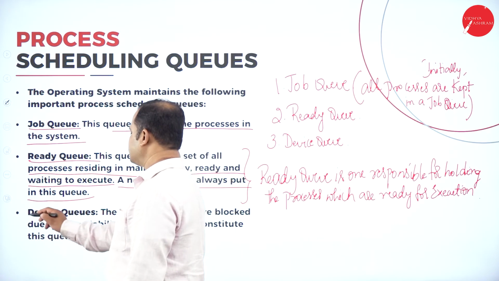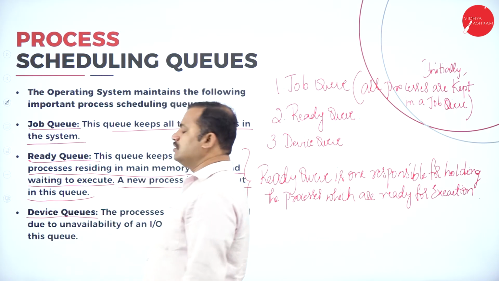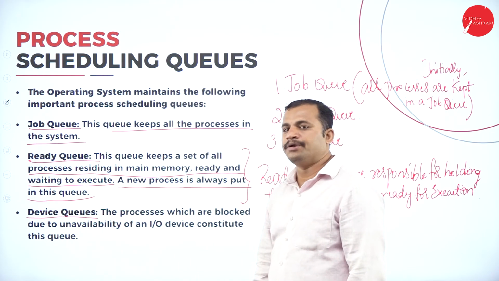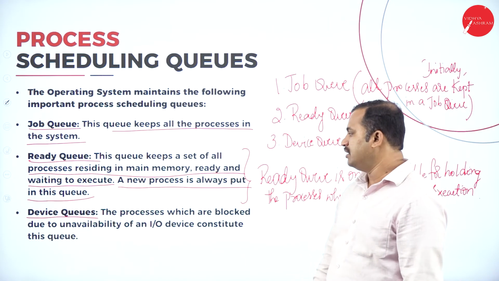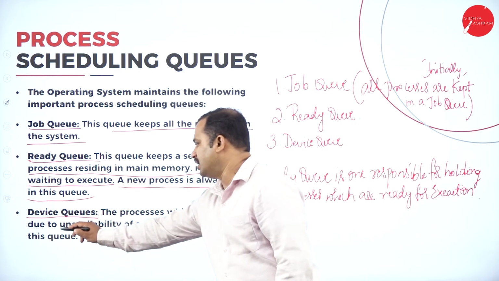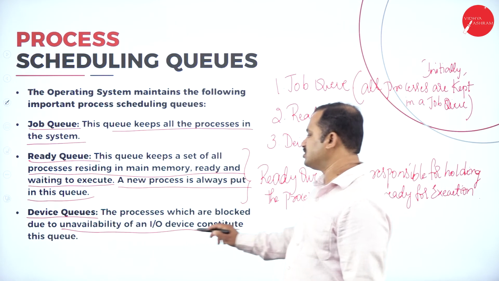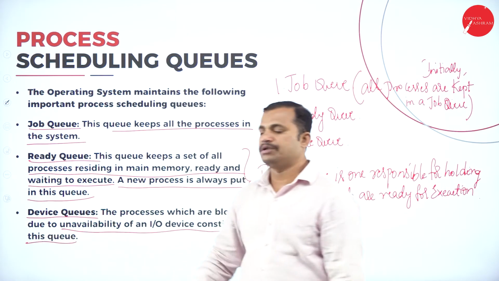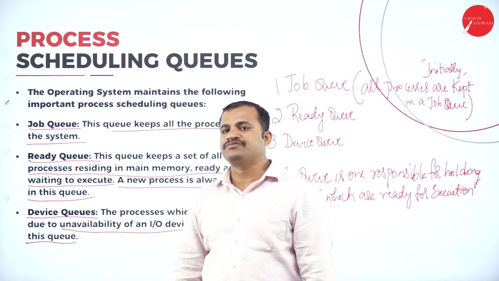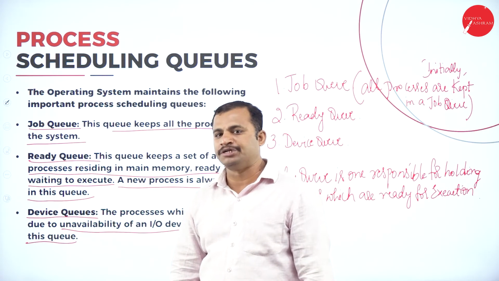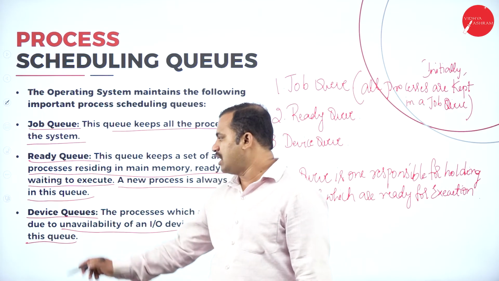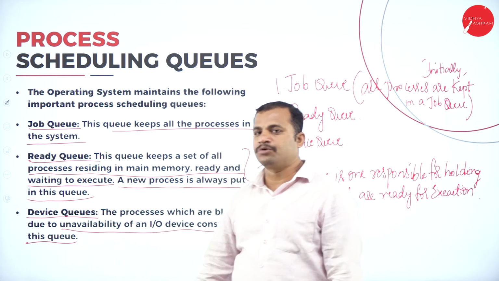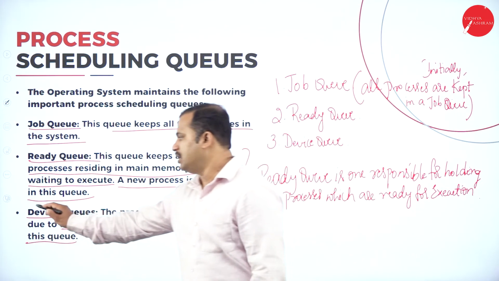If that is the case, we have a device queue. Suppose there is any IO operation required for a process, such processes are placed in a device queue. That means unavailability of an IO device constitutes this queue. Suppose the process is waiting to perform any IO operations, but the IO device is not ready to be served, then it becomes the IO device queue. That means the process is placed in the queue called a device queue.